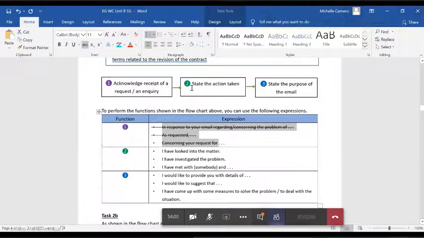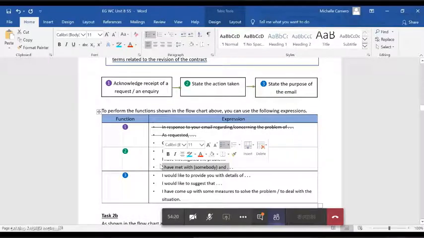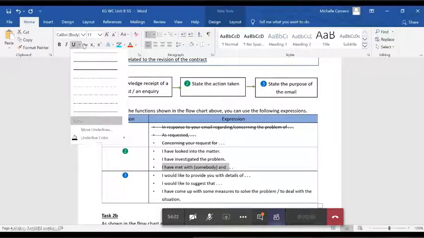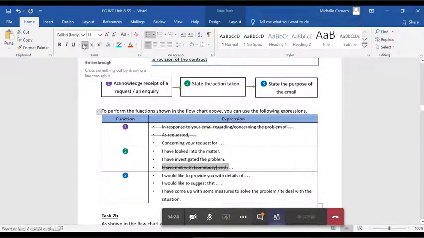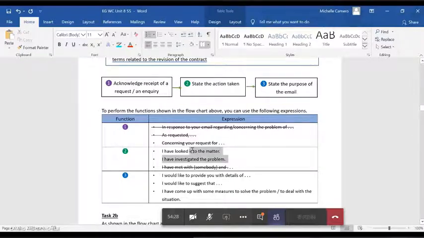Also, then it says for step 2, state the action. You can say, I have looked into the matter. I have investigated the problem. Yes, these 2 are good. You can use this. The next one is, I have met with somebody, and no, I would not use this one. This is odd. This will probably not work in the assessment or the assignment. So, take home assignment, so don't use it. So you can use these.